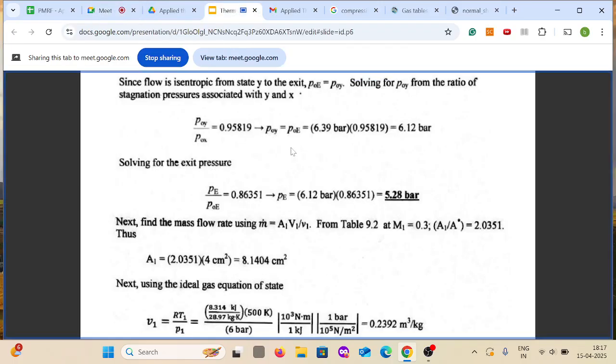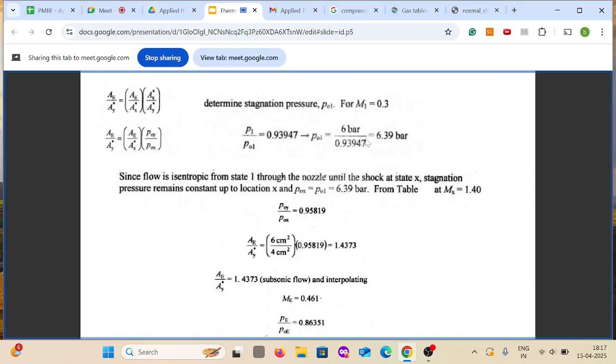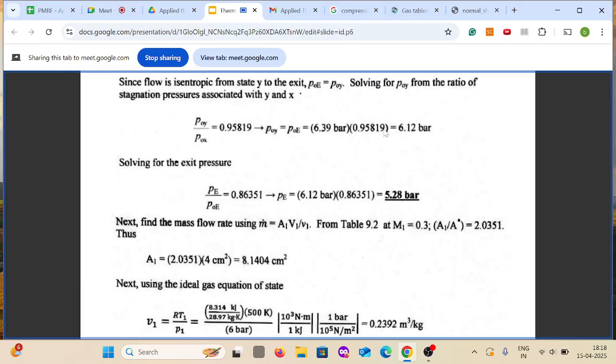So we know the exit pressure ratio, and we need to find out the stagnation pressure at P naught y, the exit of the normal shock. So that will be same as your exit stagnation pressure. P naught y by P naught x we have already found out, which is 0.95819. So P naught y will be 6.39 into 0.95819, which gives you 6.12 bar.